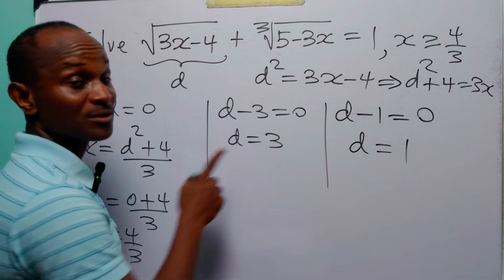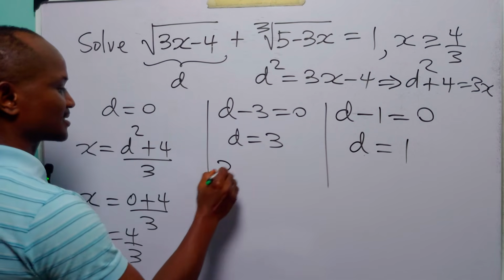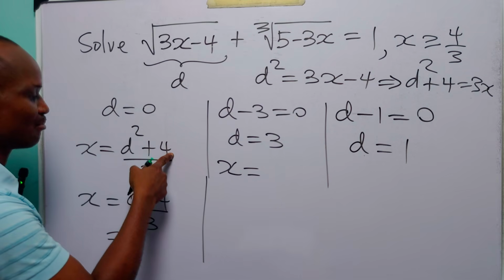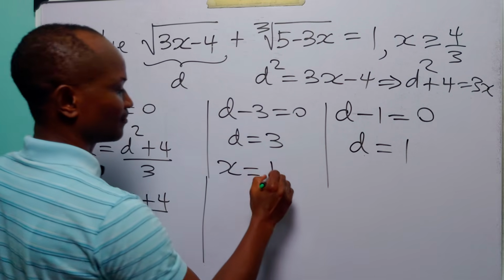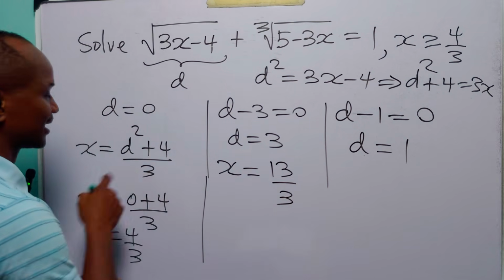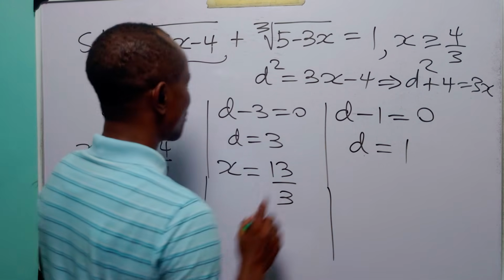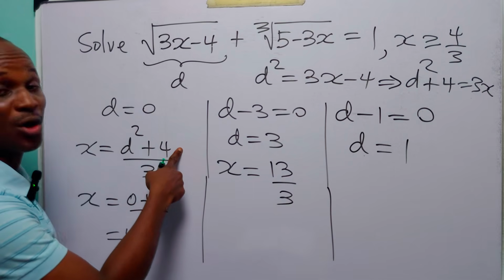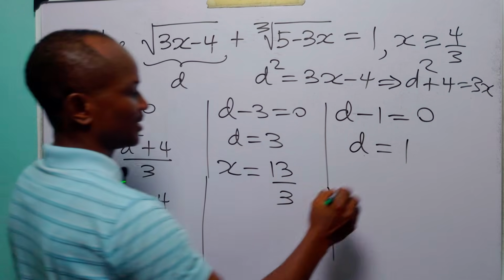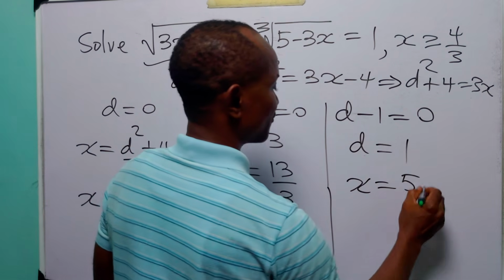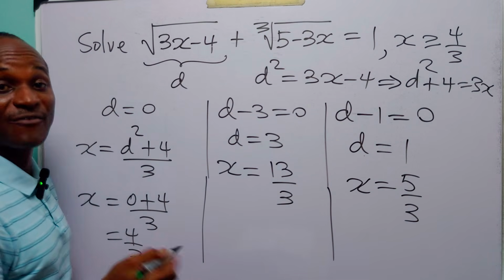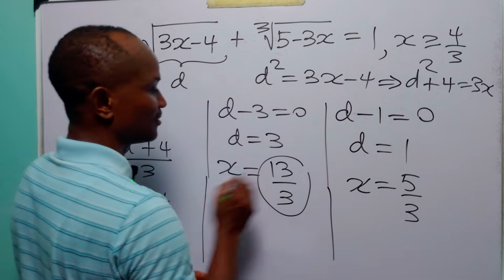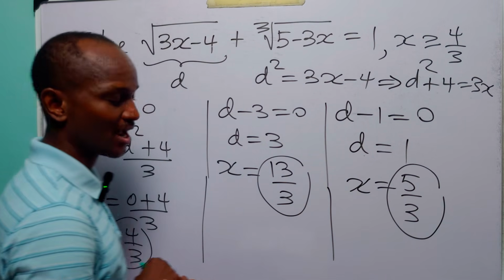When d is equal to 3, we have that x is equal to 3 squared, which is 9, plus 4, that is 13 over 3. And when d is equal to 1, we have that x is equal to 1 squared, which is 1, plus 4, which is 5 over 3. So here x is equal to 5 over 3. Now we have three values of x. We have 4 over 3, 13 over 3, and 5 over 3.